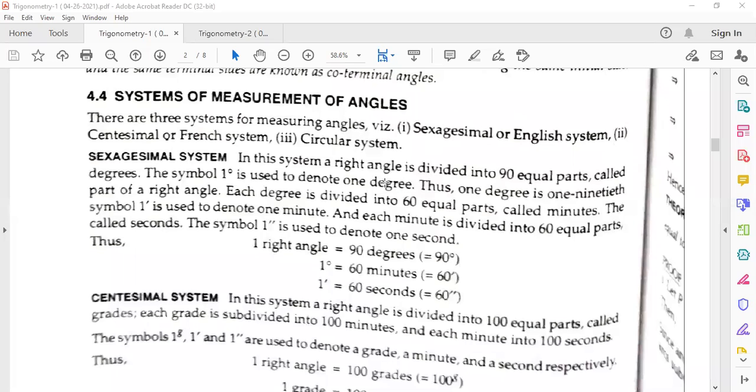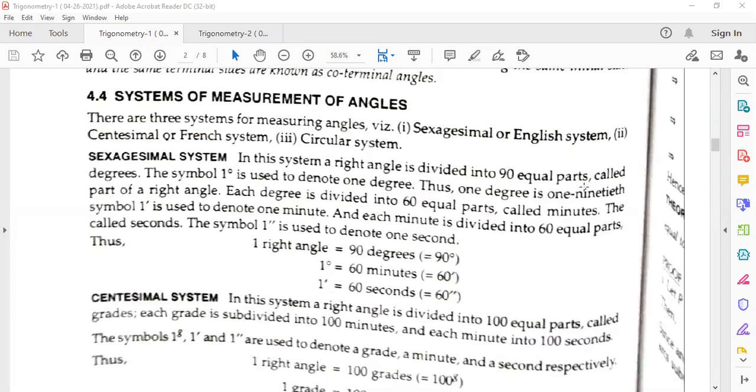In our English system, a right angle is divided into 90 equal parts. We know that a right angle is 90 degrees, so this 90 degrees is segmented into 90 equal parts. One of the parts is called 1 degree, and the symbol of degree is used to denote it. Thus 1 degree is the 1/90th part of a right angle. Each degree is divided into 60 equal parts.